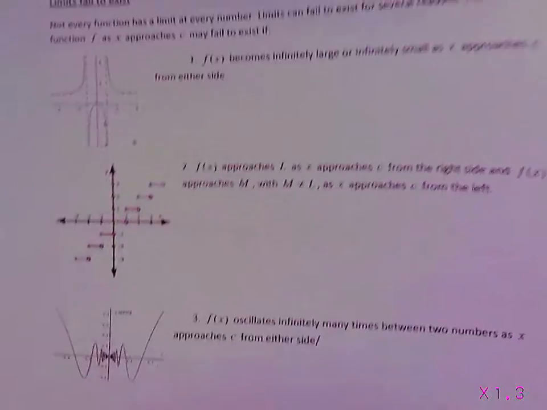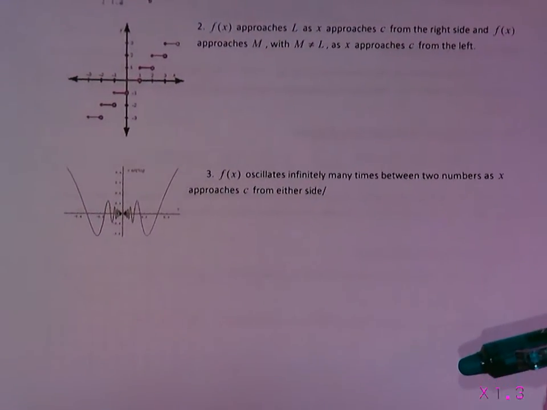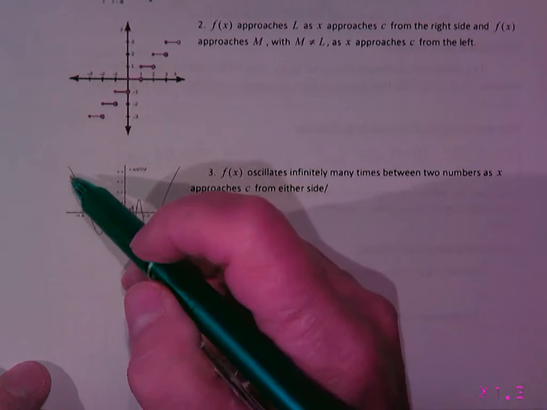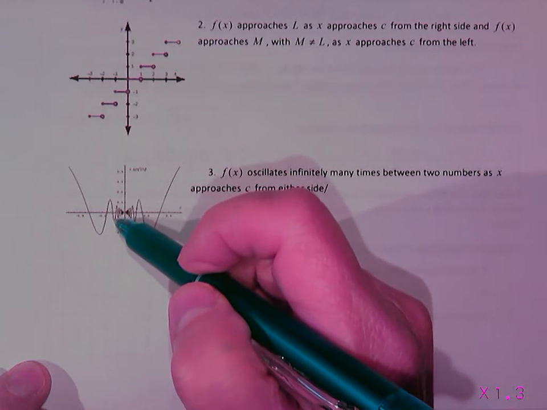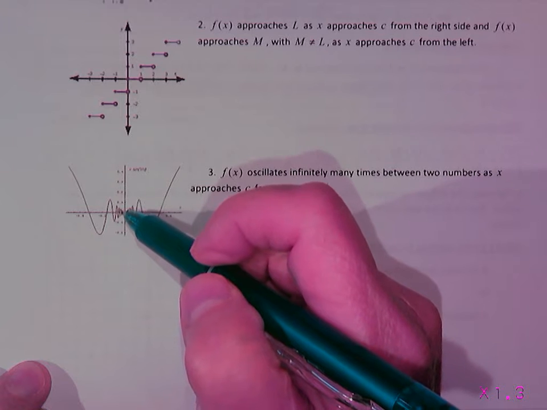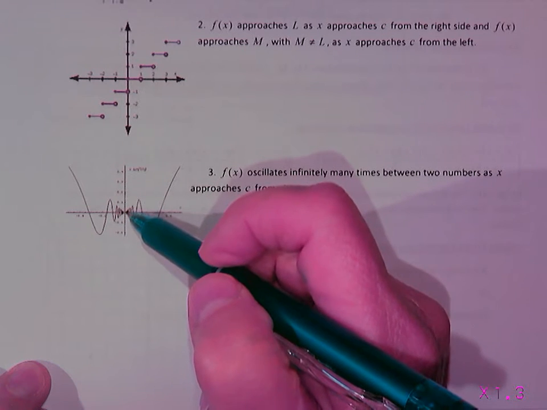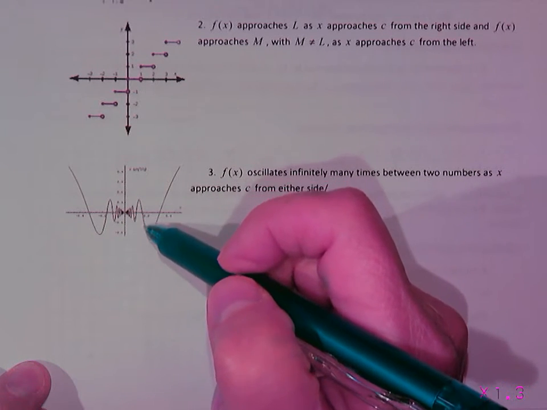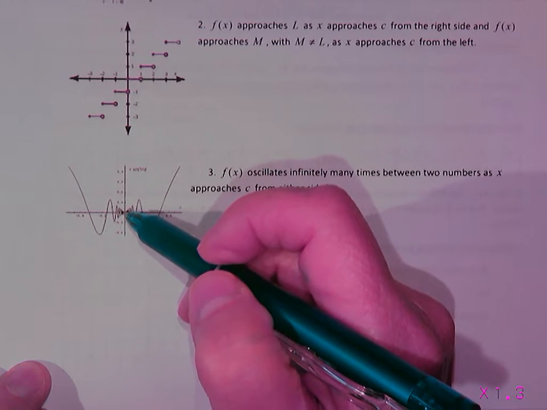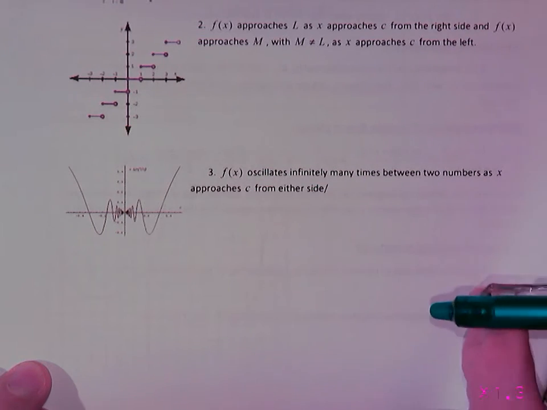And the last time a limit fails to exist is when a function's oscillating. So this function's coming along here, but as I get closer and closer to 0, it starts oscillating back and forth. Same thing as it's going away from 0, and then it slows down its oscillation. So here at 0, the limit fails to exist.